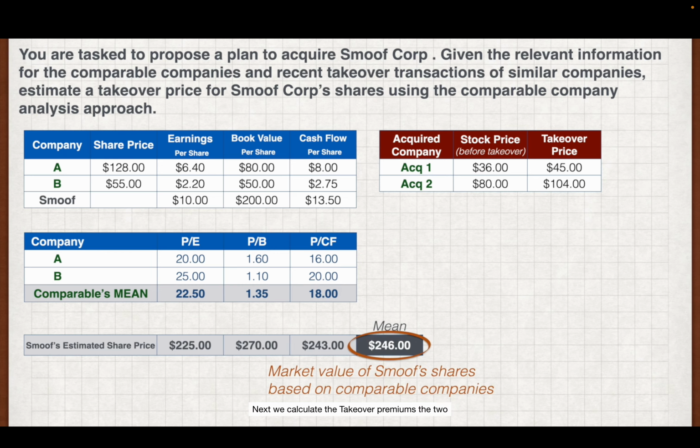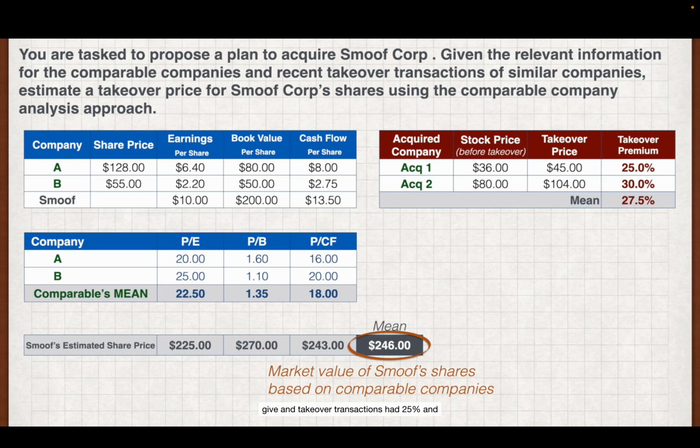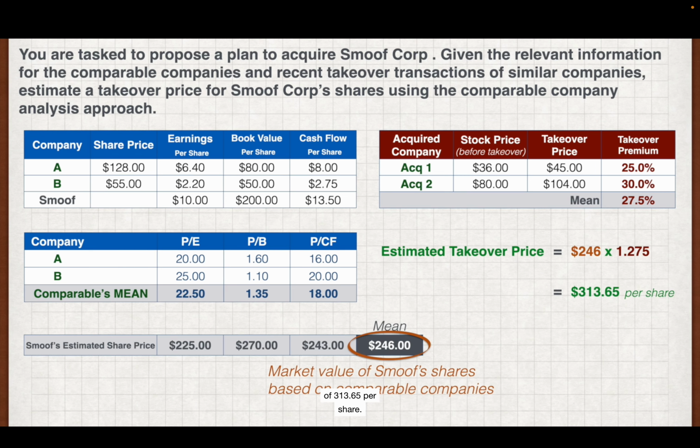Next, we calculate the takeover premiums. The two given takeover transactions had 25% and 30% premiums, so the average is 27.5% premium. Apply this premium to Smooth's estimated share price we calculated earlier, we get an estimated takeover price of $313.65 per share.